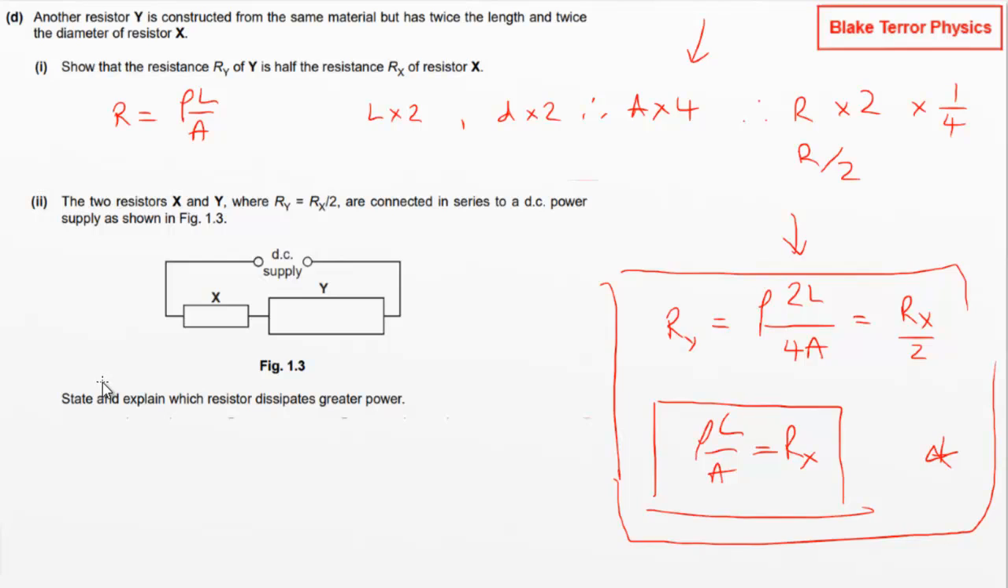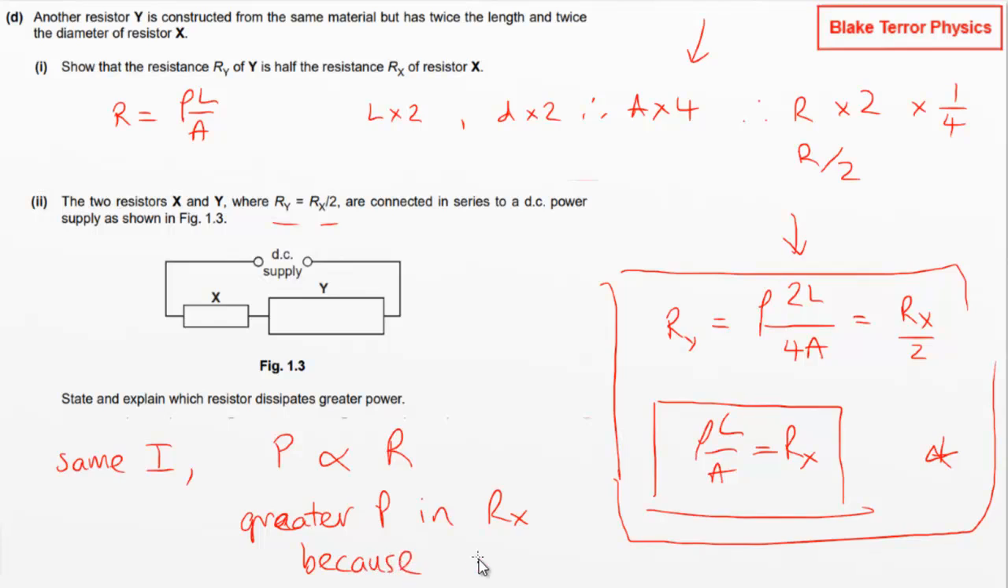Two resistors X and Y, where we've got this new resistor. I just put Rx and Ry in series with each other. State and explain which resistor dissipates the greater power. So we've got the same current for each one of them. So the power is proportional to R. So we're going to have greater P in Rx because Rx is greater than Ry.